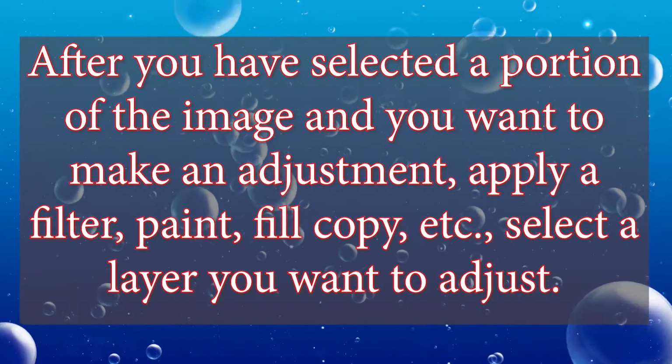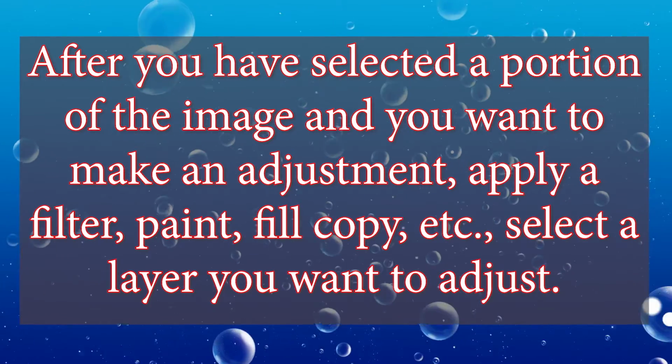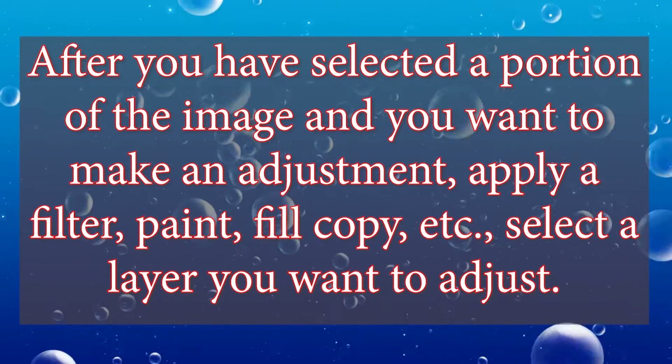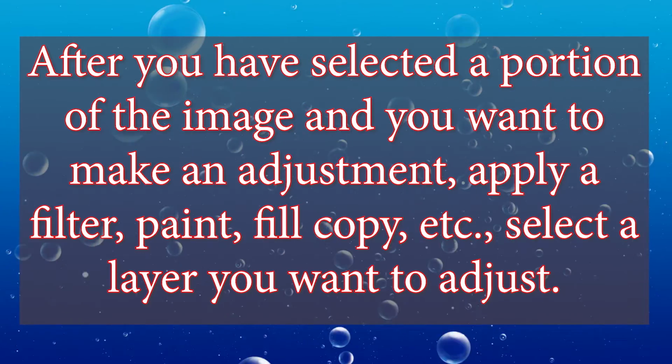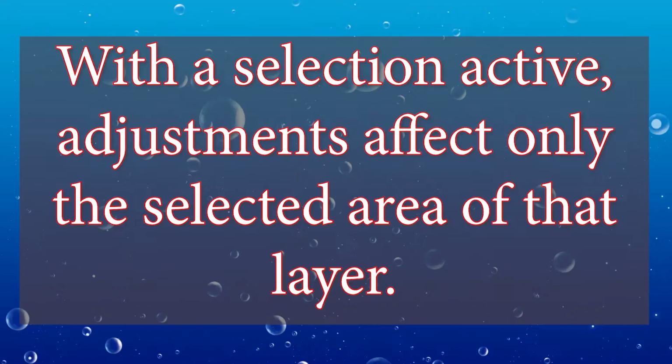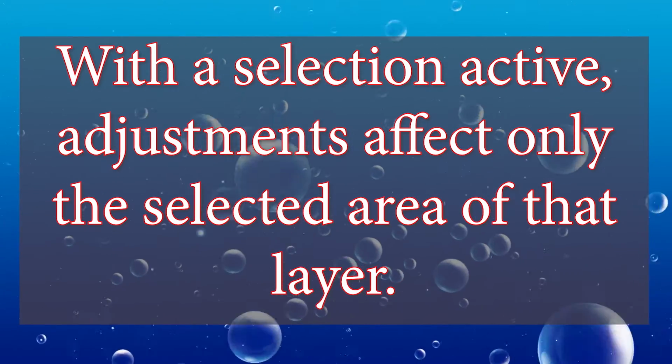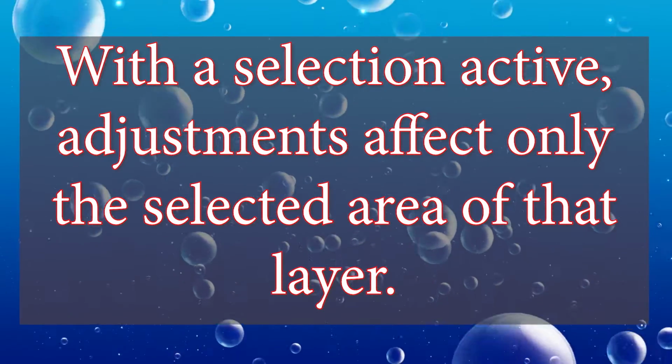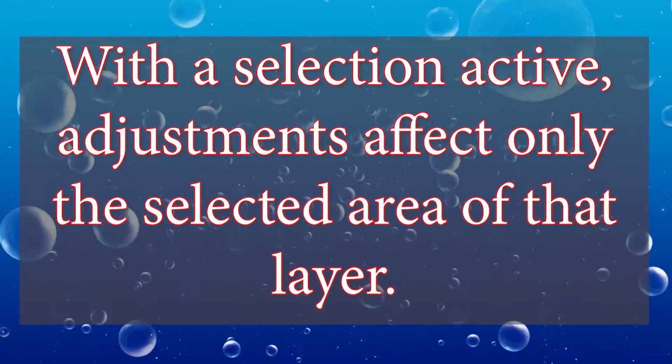Now, after you have a selected portion of the image and you want to make an adjustment, you can do anything to that selection that you want. Apply a filter, you can paint it, you can fill it, you can duplicate it, you can add a layer mask with it, you can add an adjustment layer. Just remember that when a selection is active, adjustments affect only the selected area of that specific layer.